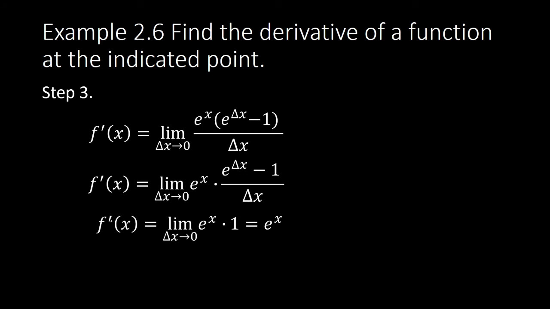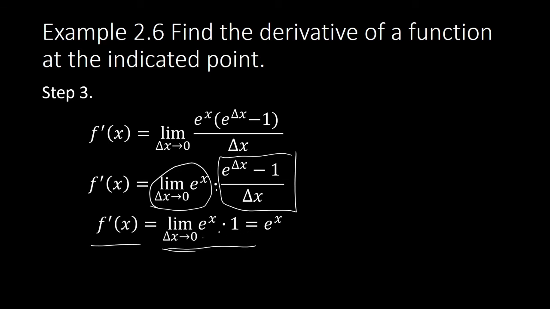So the derivative of our function with respect to x is equal to the limit of this as delta x approaches 0 times the limit of this as delta x approaches 0. And that's just equal to 1. And so that's going to be e to the x times 1, which is e to the x.